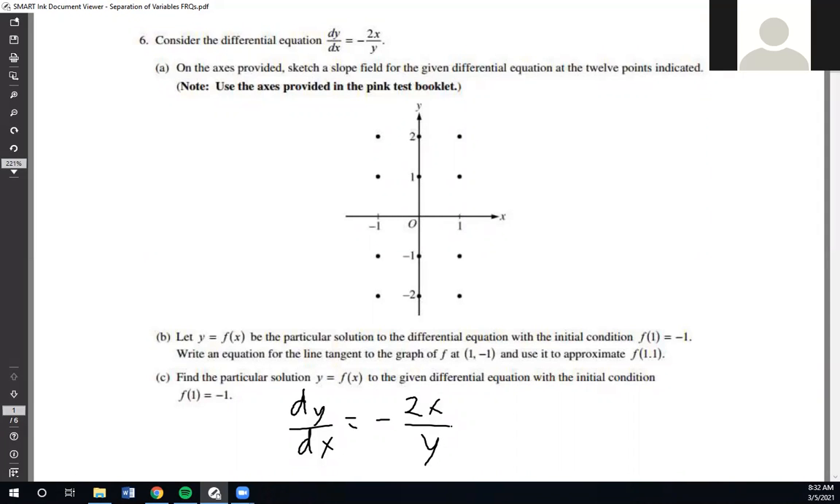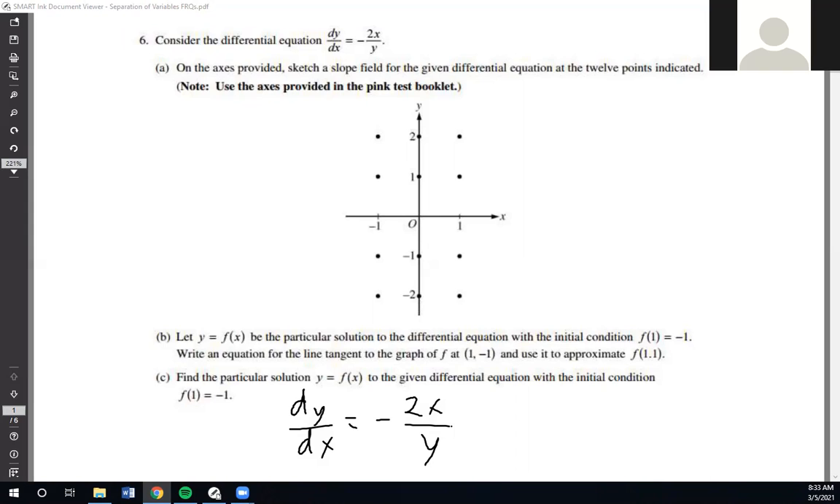Part A here asks you to make a slope field for the given differential equation at the 12 points indicated. So it gives 1, 2, 3, 4, 5, 6, 7, 8, 9, 10, 11, 12. And in the exam, it would copy this so that you just have to sketch those locations at those points.